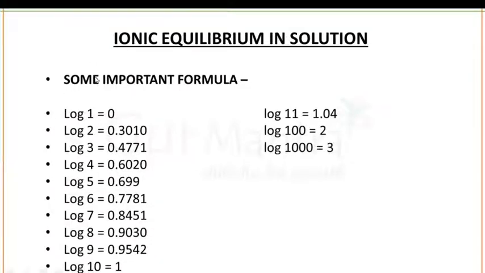to tell you something about some important formulas that are based on your log table. First of all, you have to learn all the values for the logs. For example, log 1 has the value 0, log 2 has the value 0.3010. So from log 1 to log 10 you have to remember all the values. The value of log 1 is 0 and log 10 is 1. For log 11 this is 1.04. For log 100 this is 2, and for log 1000 this is equal to 3.